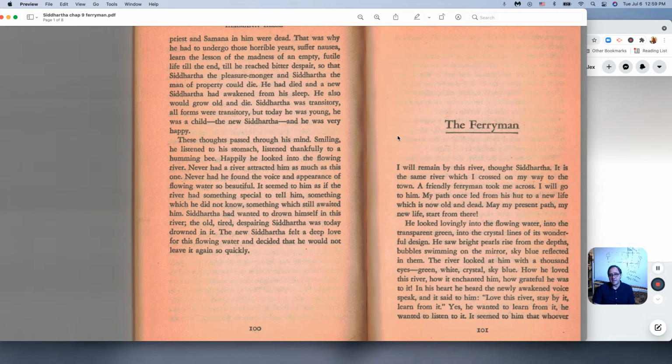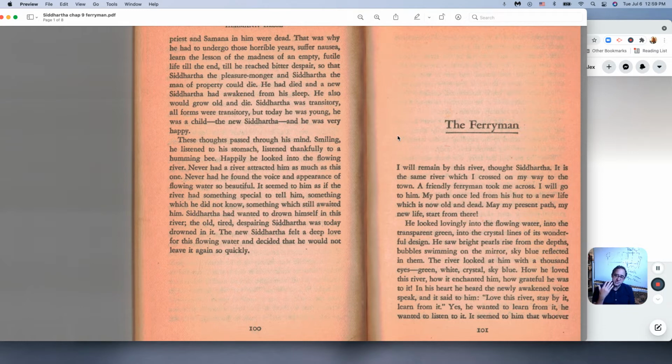He looked lovingly into the flowing water, into the transparent green, into the crystal lines of its wonderful design. He saw bright pearls rise from the depths. What are those pearls? They're bubbles, right? Bright pearls rise from the depths. Bubbles swimming on the mirror. Sky blue reflected in them.